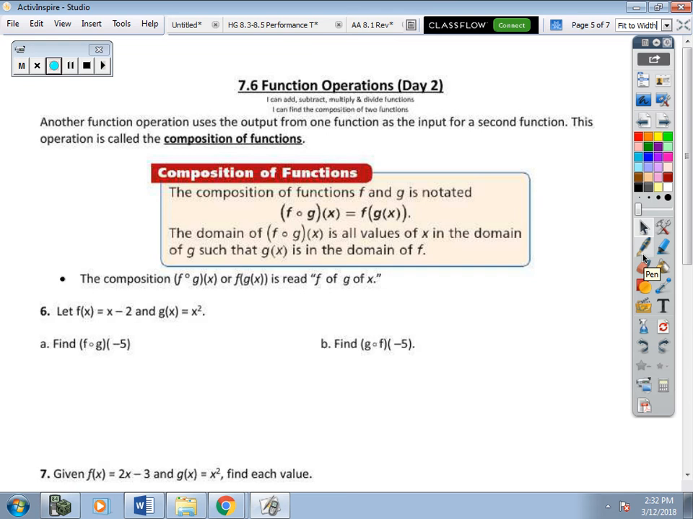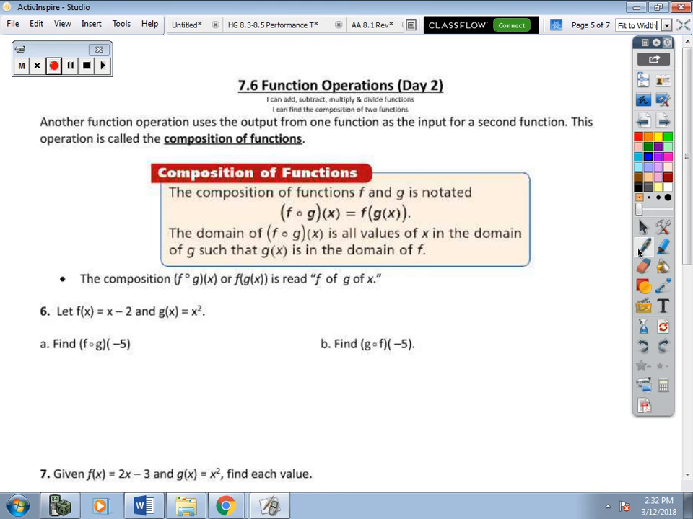All right, today we're going to look at function operations. Yesterday we looked at multiplying and adding functions. Today we're going to look at what's called the composition of functions. So another function operation uses the output from one function as the input for a second function. This operation is called composition of functions.